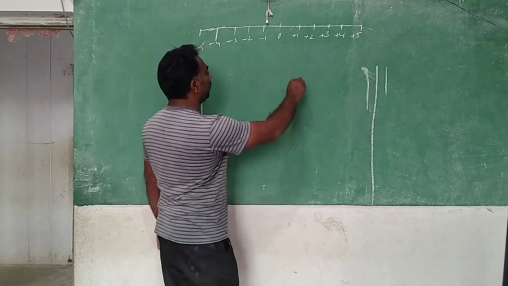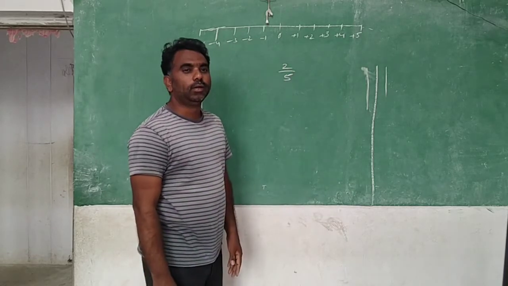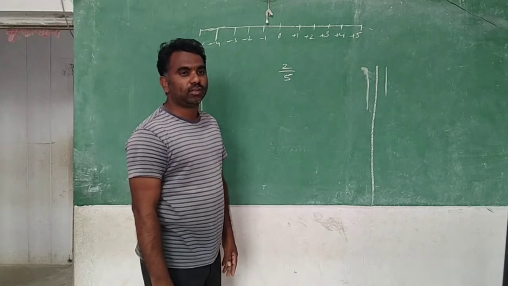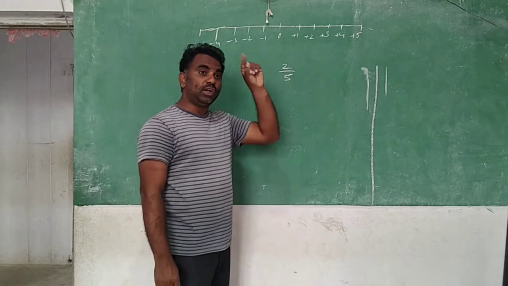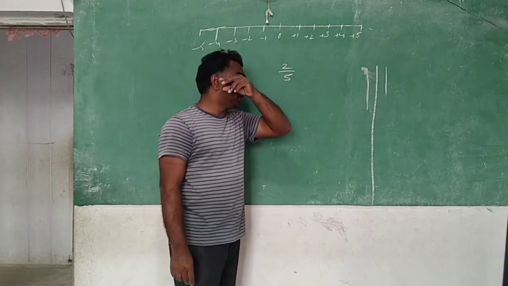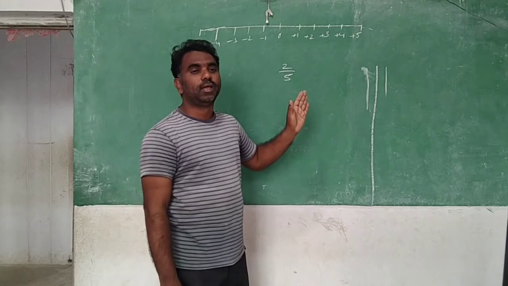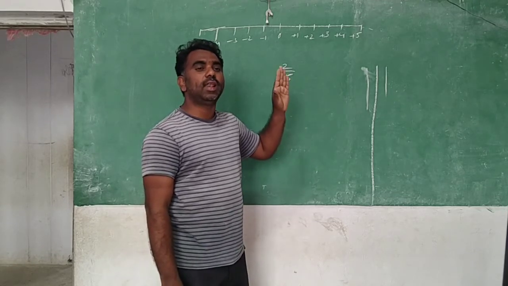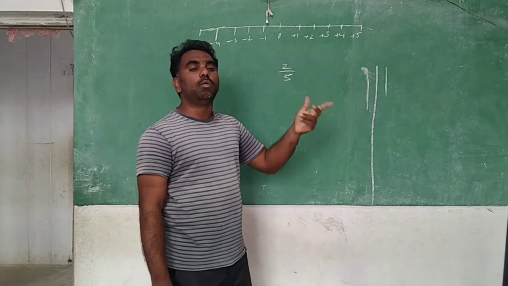So suppose you see here, it is 2 by 5. You know, it is a proper fraction. 2 by 5 is the proper fraction. The first day only we have discussed that all the proper fractions are less than 1. Improper fractions are more than 1.